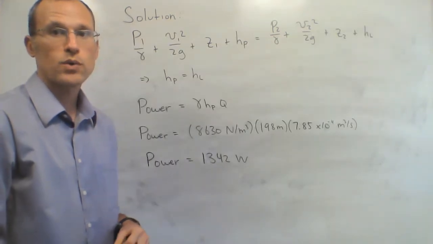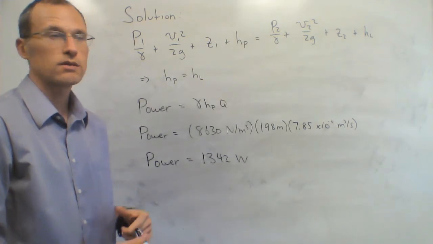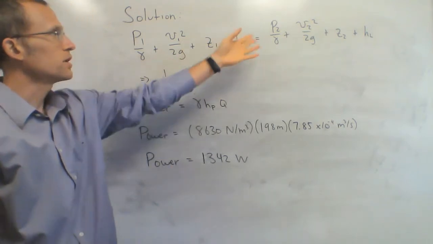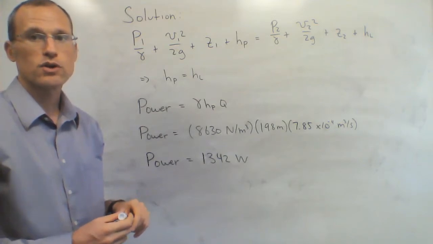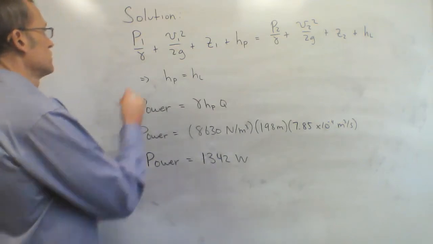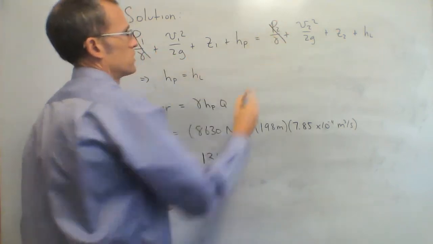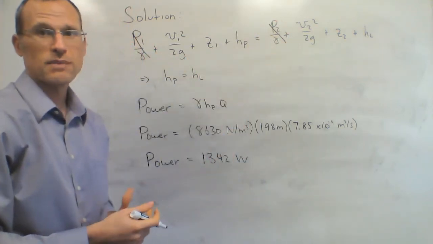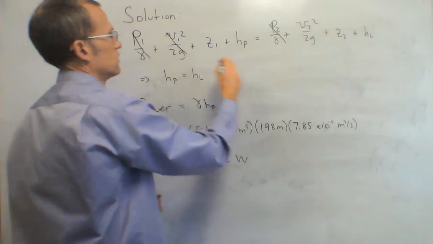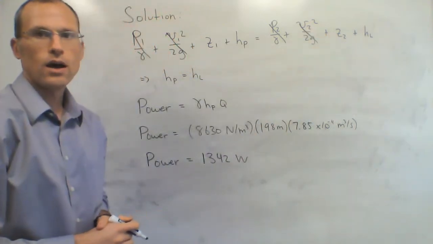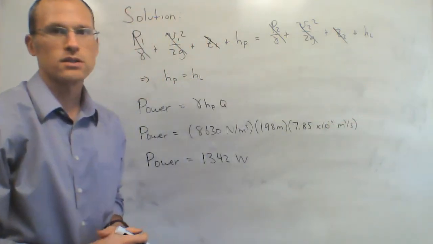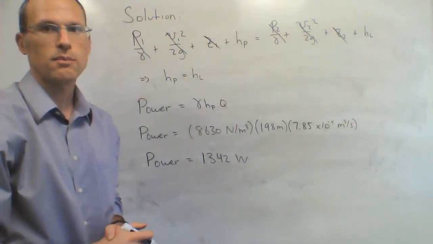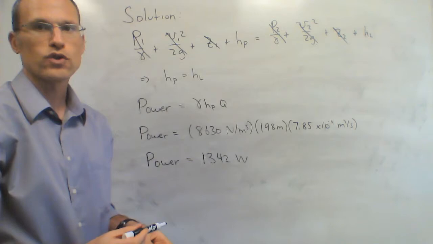If I look at Bernoulli's equation for this example, P1 over gamma, V1 squared over 2G, Z1 plus HP, equals the same stuff at point 2. I was told that I have atmospheric pressure on both ends, so P1 equals P2, so I can get rid of those. Conservation of mass, V1 equals V2, get rid of those. The pipe is horizontal, so Z1 equals Z2. So basically, I'm just left with my pump gain needing to overcome this head loss.